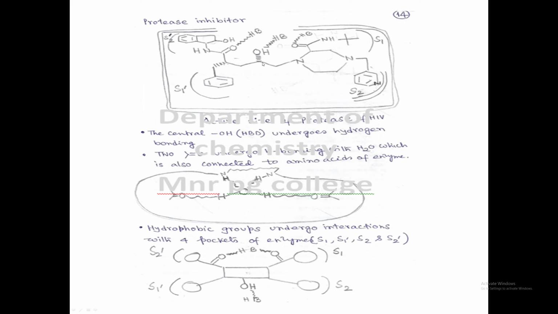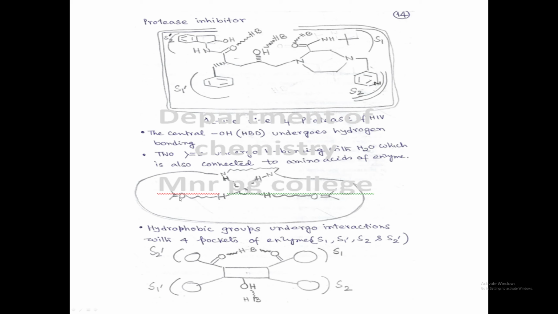Now this molecule has one OH at the middle of the compound. So that OH undergoes the hydrogen bonding, and there are 2 C double bond O's also there. They also participate in the hydrogen bonding. So let us see what happens here.